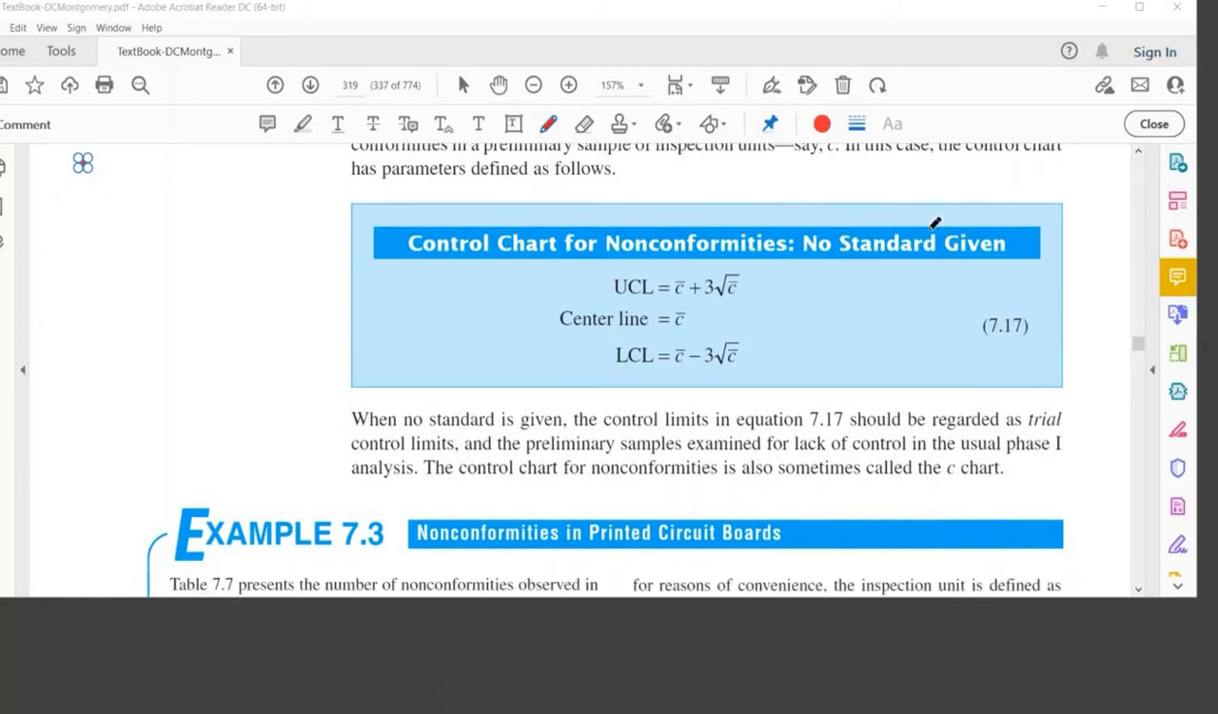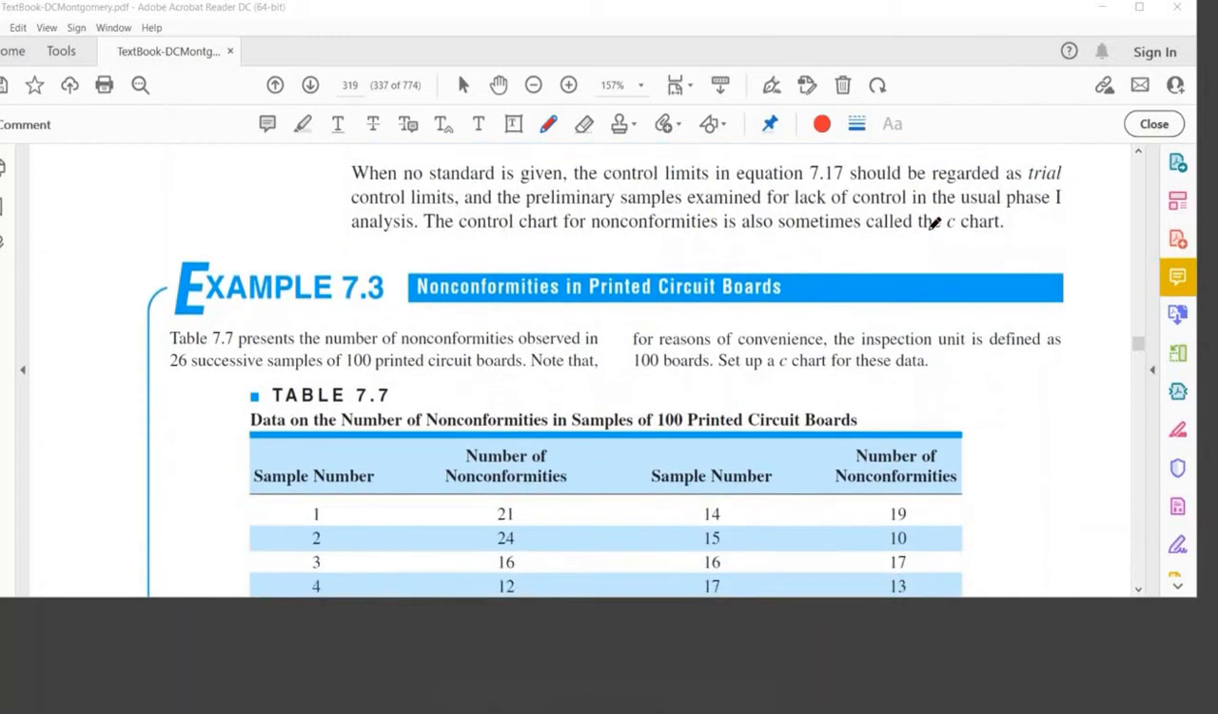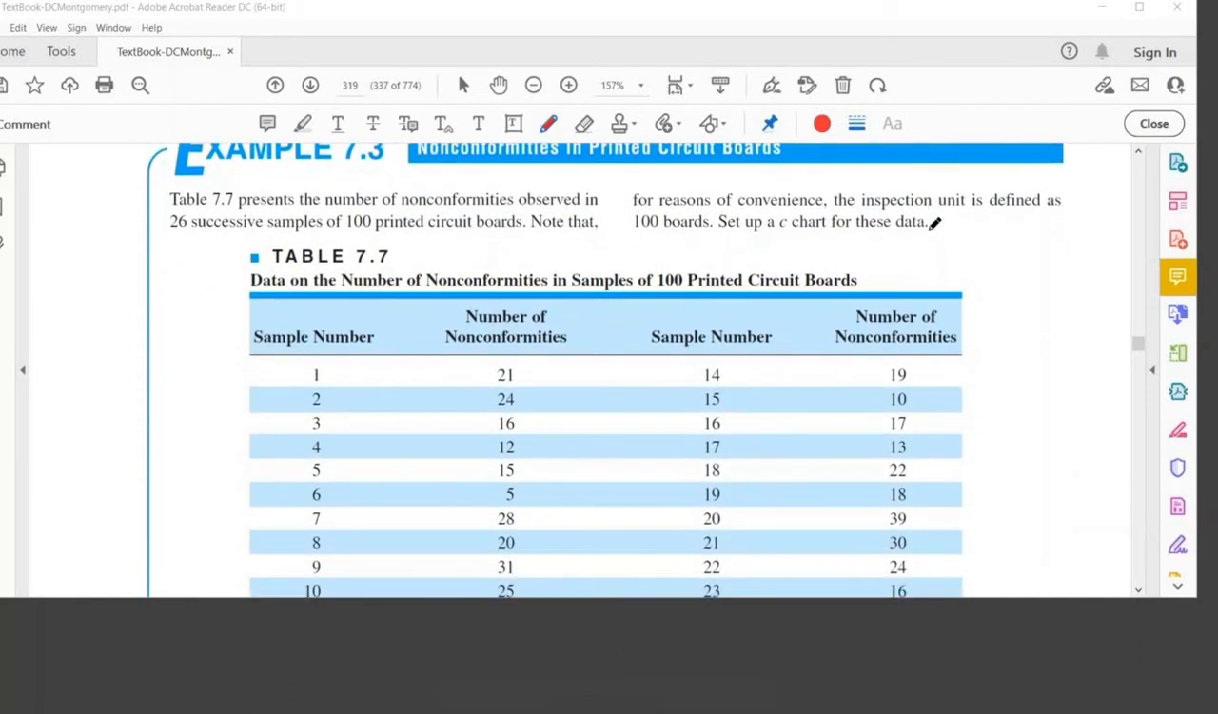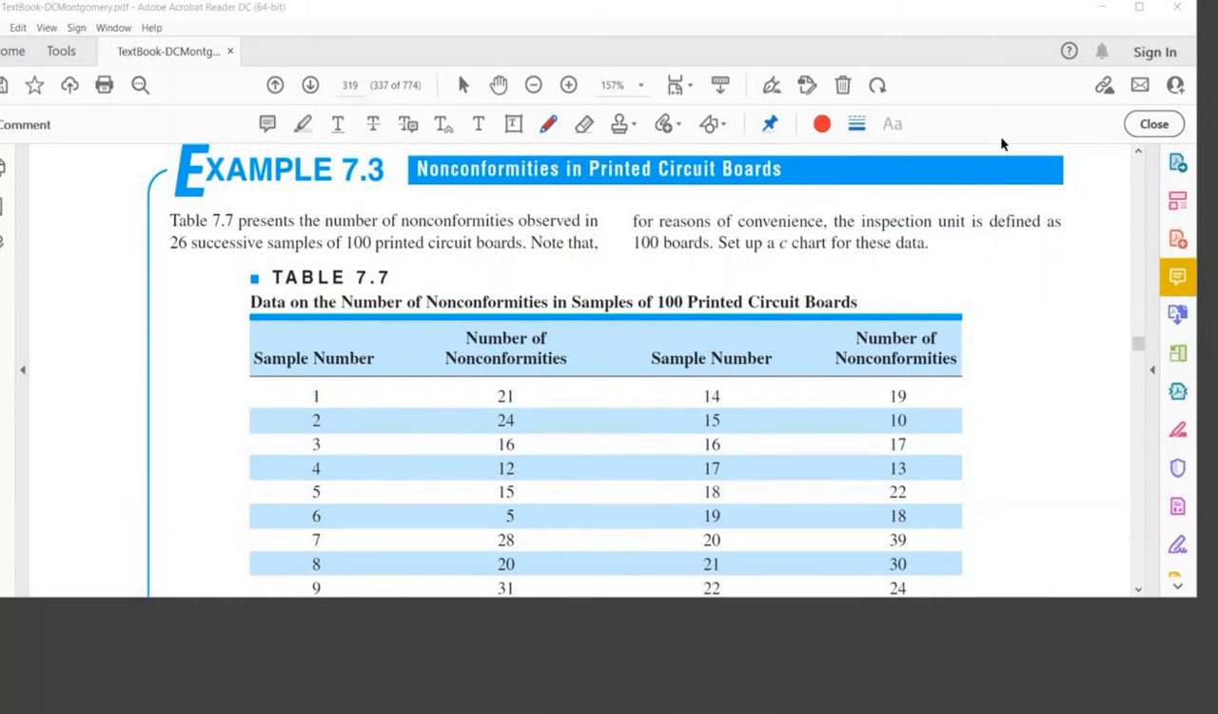All right. So let's see an example for the C chart: non-conformities in printed circuit boards. This Table 7.7 presents the number of non-conformities observed in 26 successive samples of 100 printed circuit boards. Note that for convenience, the inspection unit is defined as 100 boards. Set up a C chart.